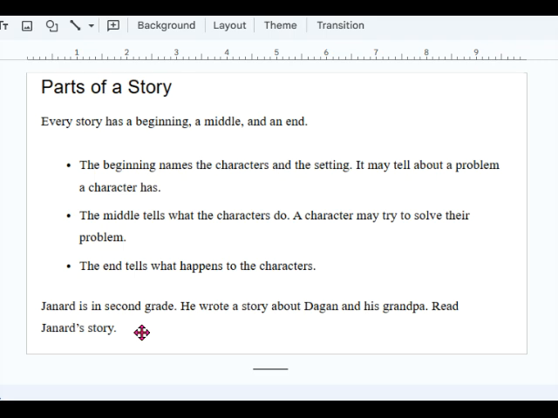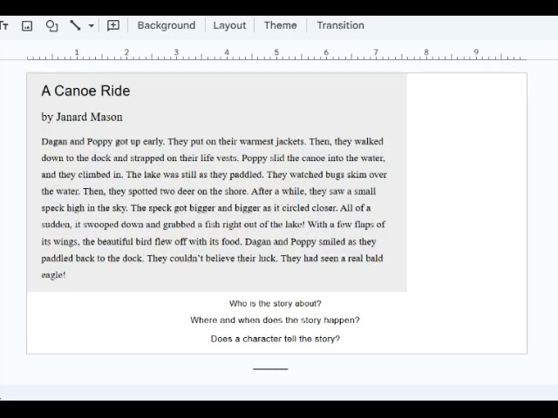Gennard is in second grade. He wrote a story about Dagon and his grandpa. Read Gennard's story. So here is what Gennard wrote. Look, he's got a title. You can see each letter of the title is capitalized or uppercase. He also wrote by Gennard Mason. That's because he's the author. So we're going to write a narrative similar to this one.